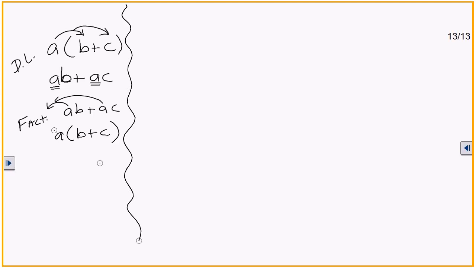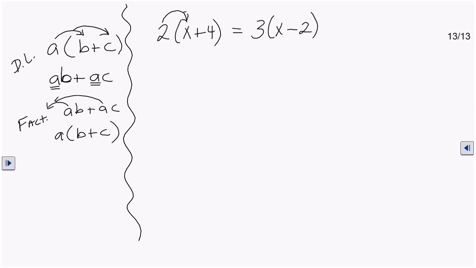Example one, 2 times (x plus 4) is equal to 3 times (x minus 2). Now, in this case, you can't do anything first because I like to tell students that the x plus 4 and the x minus 2 is a block of concrete. And you can't move that block of concrete until you bust it up. And the 2 and the 3 is the hammer. So you want to bust up that block first because you can't move x plus 4 and you can't move x minus 2. So you're going to bust it up by this hammer and this hammer.